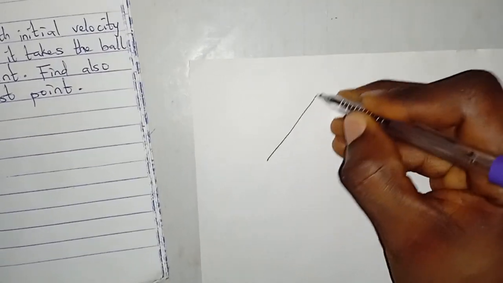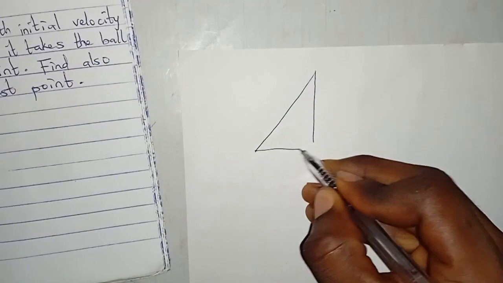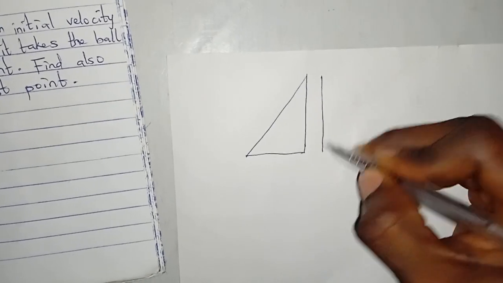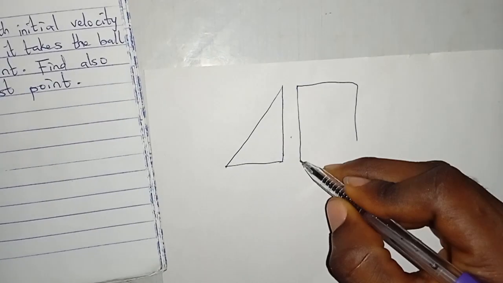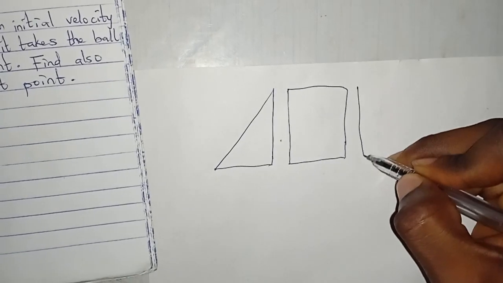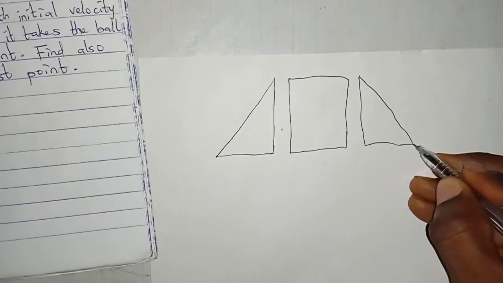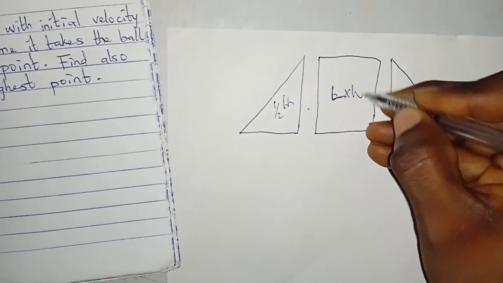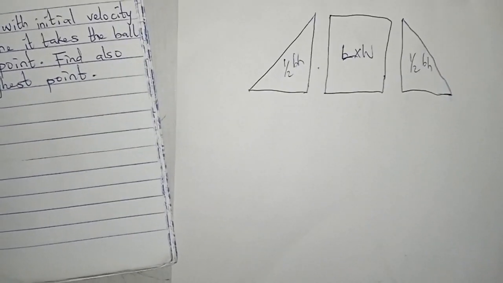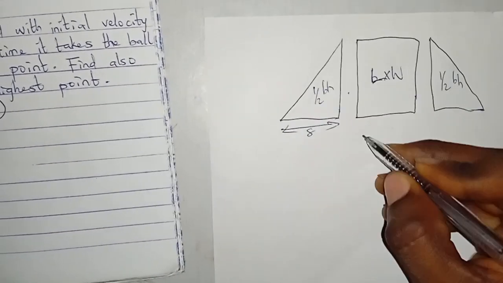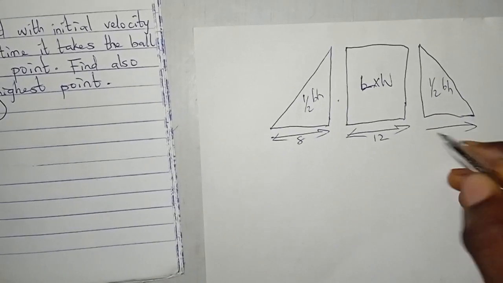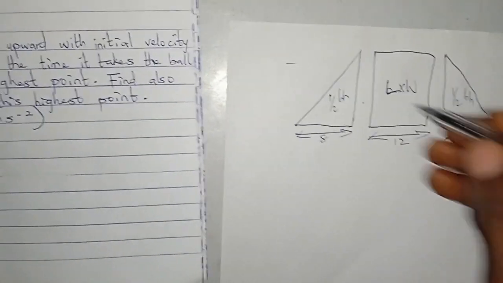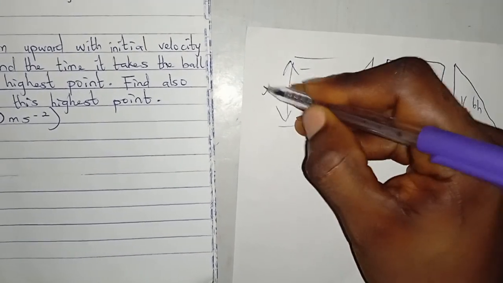So let's find the total distance covered. For total distance covered, the first thing I normally teach my students is, since the graph is looking like this, just bring out the triangle, bring out the part that looks like a rectangle, then bring out the other triangle. It's not always that you have it this way. So remember that this one is half base times height, this one is length times width, this one is half base times height, and then check what is here, 8, what is here, 12, what is here, 5. Then the height is the same, which is 40.